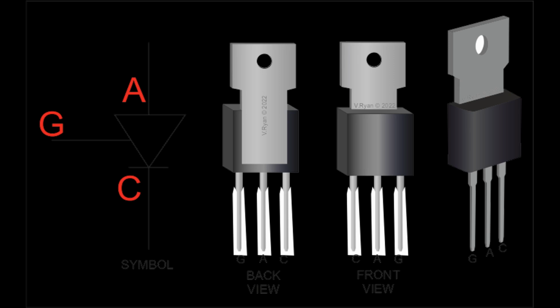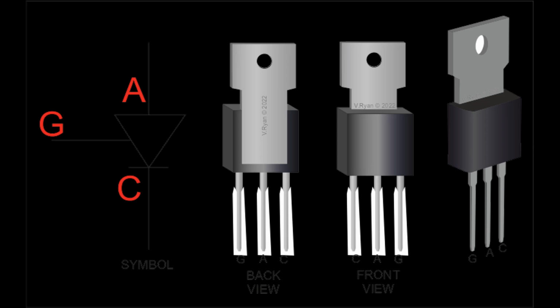Limitations. Unidirectional current flow, cannot be used for bidirectional current control without additional components. Requires commutation circuit. For turning off the SCR, especially in DC applications, an external commutation circuit is needed. Slower switching speed, compared to other semiconductor devices like MOSFETs or IGBTs. Understanding the operation and characteristics of SCRs is essential for designing and implementing power control circuits effectively.